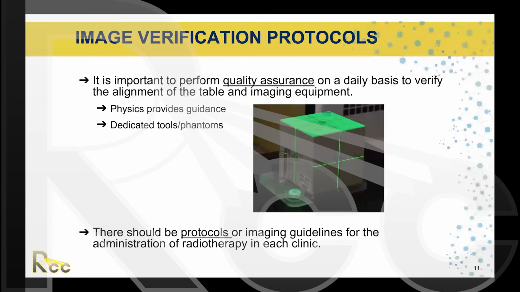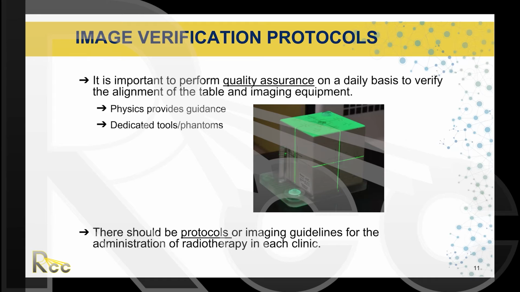So for our image verification protocols, we need to perform QA daily to validate the alignment of the imaging equipment and the table. Claire mentioned that it's super important to make sure that the KV imager has the same iso center as your MV beam. So we need to do the same quality assurance on that daily basis to verify that it's all aligned.